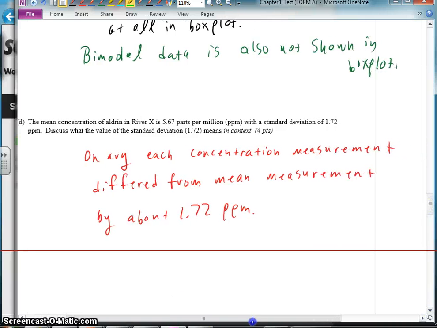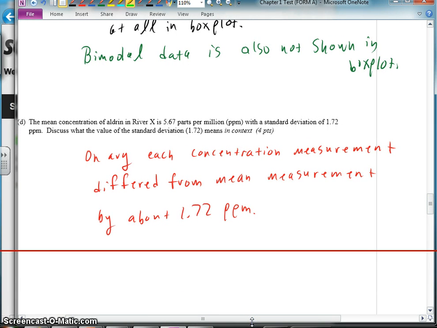All right, and then finally, interpreting the standard deviation, sort of a standard thing that you need to be able to do. Standard deviation measures the average deviation from the mean. So you needed to put that in context, and you needed to mention the number 1.72. So on average, each concentration measurement differed from the mean measurement by about 1.72 parts per million. Okay? Note, it's not correct to say that the majority of the values were within 1.72 of the mean. We saw that that's not necessarily true. We need to talk specifically about what standard deviation measures to get full credit for this.